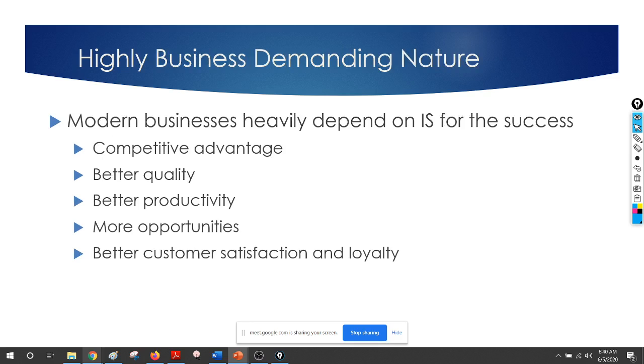And also it's a highly business demanding nature. So that is another thing we have to tackle, because once they get the information system, they are looking for a lot of features, so they are going to do a lot of things, so they are expecting a lot of things in their business. So they want to increase their competitive advantage, they want to increase their quality by using this information system, they want to increase the productivity, they want to look for more opportunities using this information system, and of course they want to have better customer satisfaction because of this information system, right?